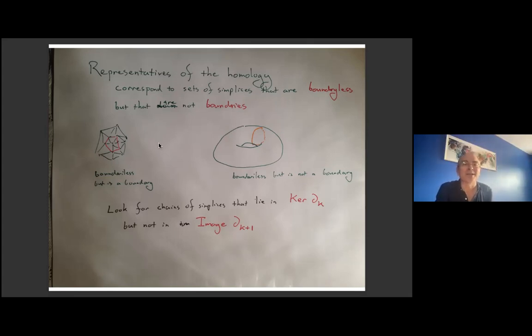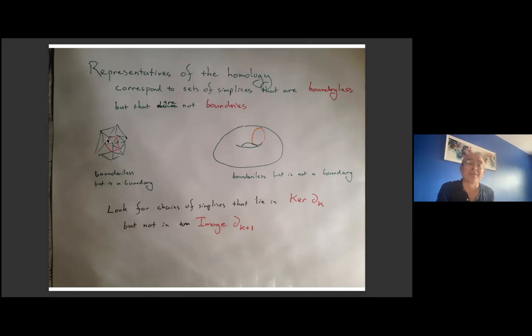So let's look at things that are boundaryless but are boundaries. The point is that the boundary of a boundary is 0, right? If I have something that's a boundary, like for instance, here are a set of edges. They are the boundary of this set of 5 simplices. These red edges right here and the thing on the left, these are the boundaries of these 5 simplices.